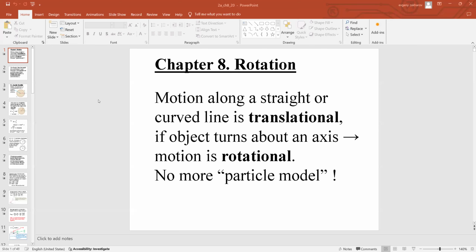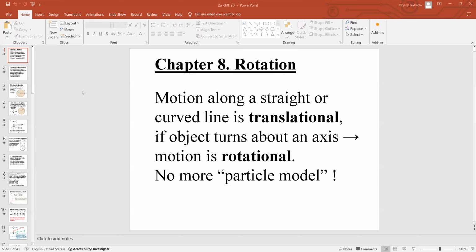Okay, chapter 8, rotation. New life, if you will, but you will still find a lot of similarities between what we had for kinematics and dynamics for straight line and particle model versus the new model that we're about to discuss. It's not a particle model. Geometry will matter for rotation, but a lot of equations will look similar, and instead of linear quantities, you will see angular quantities, and you'll see a lot of connection between the two.